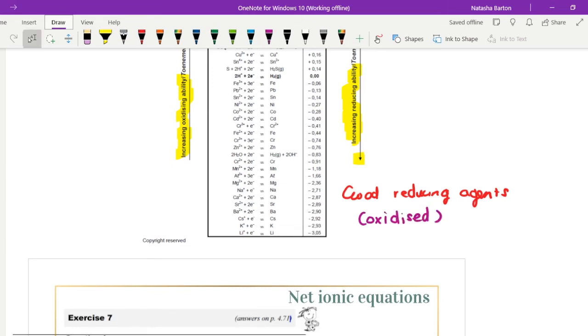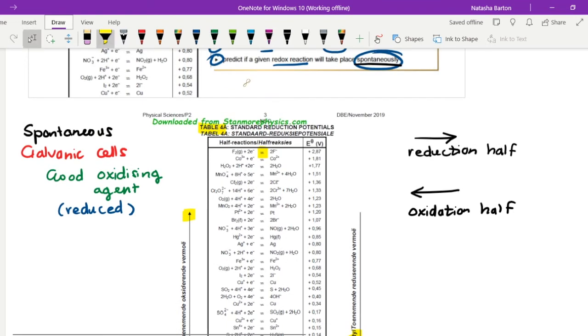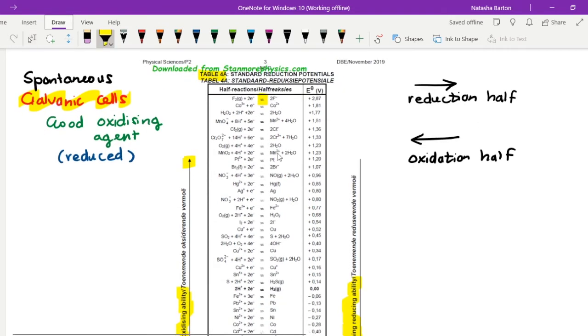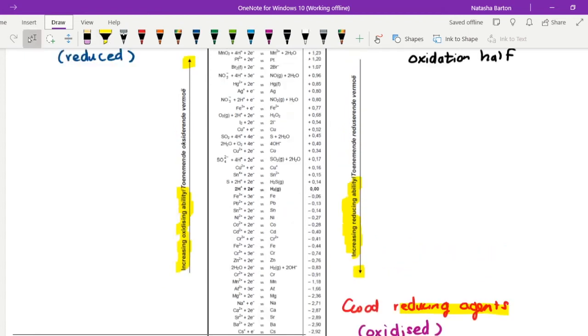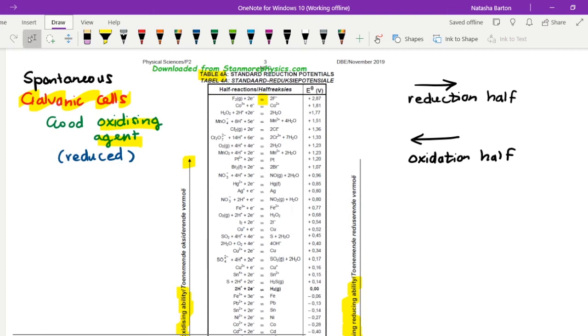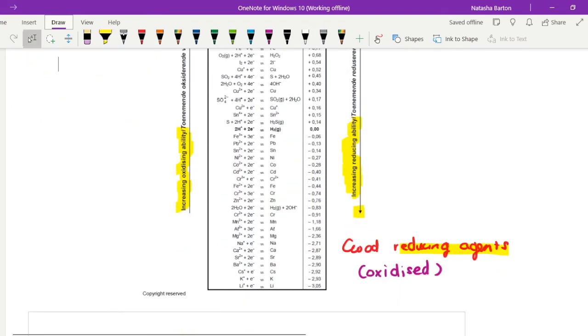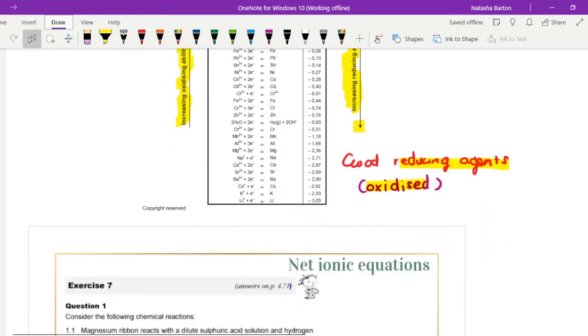So basically what this means is if you are trying to create a galvanic cell, you're going to want to choose chemicals at the top as your oxidizing agents, and chemicals at the bottom as your reducing agents. That's basically what this means. And if we have a spontaneous reaction, the chemicals at the top would be the reduction half reactions, and those at the bottom would be the oxidation half reactions. Okay, hope I haven't confused you just yet.